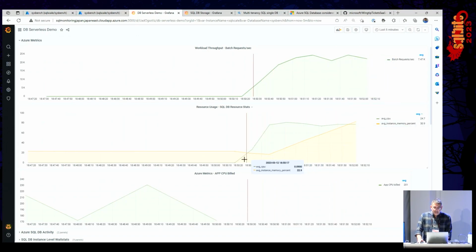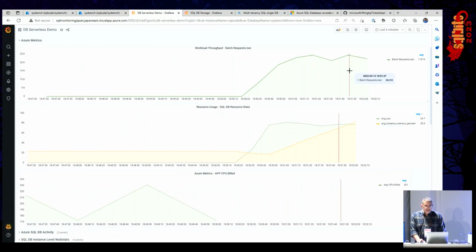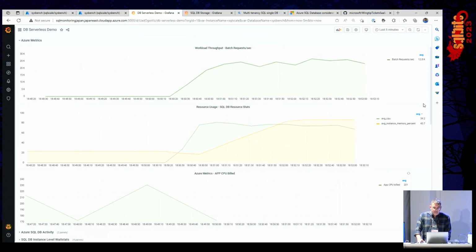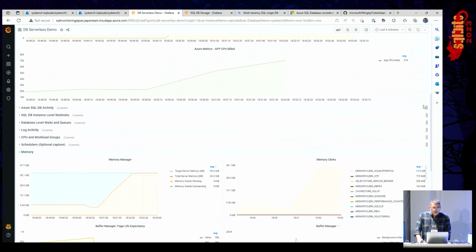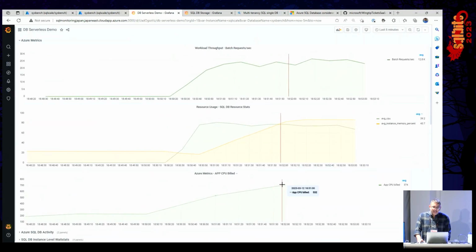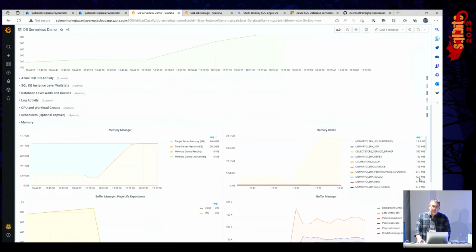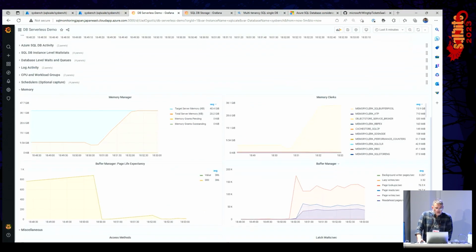It's climbed up quickly. The average CPU that you see, which is the same as in sys.dm_db_resource_stats, is a percentage of the max. It's not what's currently used, it's a percentage of max. As the batch requests go up, you see your resource usage go up, both in CPU as well as in memory. We can refresh the dashboard and look at some other counters. You'll see billing is a little behind. Billing is usually one or two minutes behind in metrics. But we'll look at some of the perfmon counters that we are familiar with.